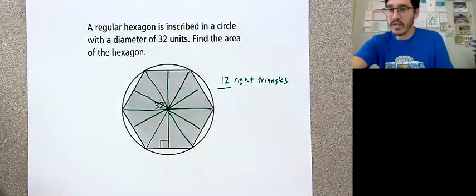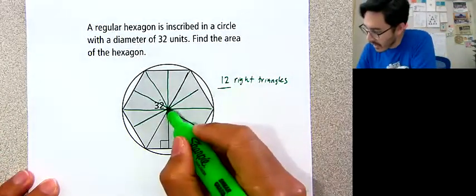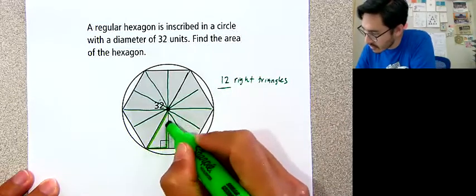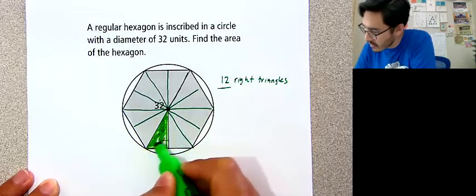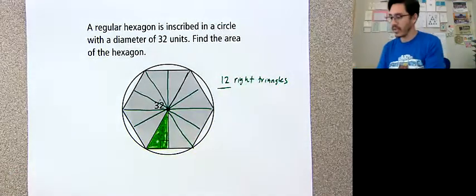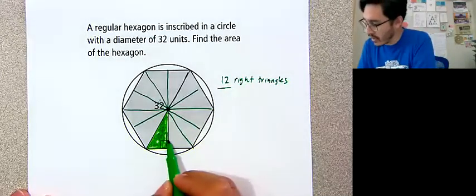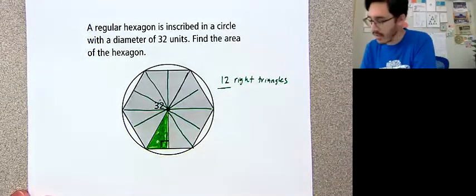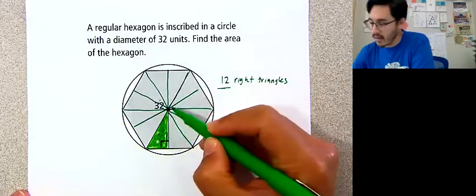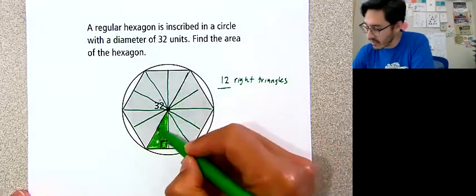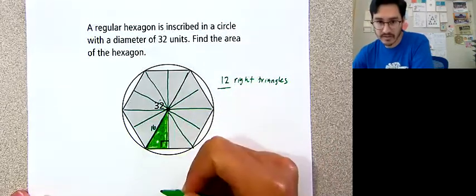All right, so let's focus on one particular right triangle, and I'll just highlight it to draw your attention to it. So we're going to look at this one right here. What do I know about this particular right triangle? Well, I know it's got a 90-degree angle there. Because the diameter is 32 units, half of that would be 16, so the hypotenuse on this right triangle would be 16 units.